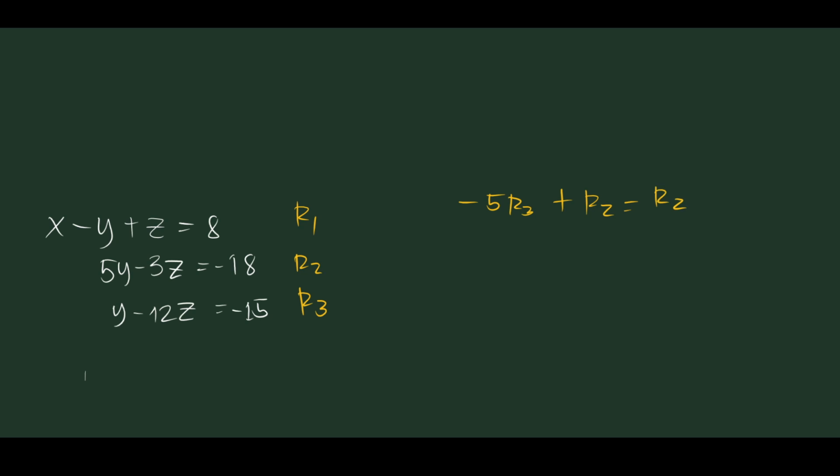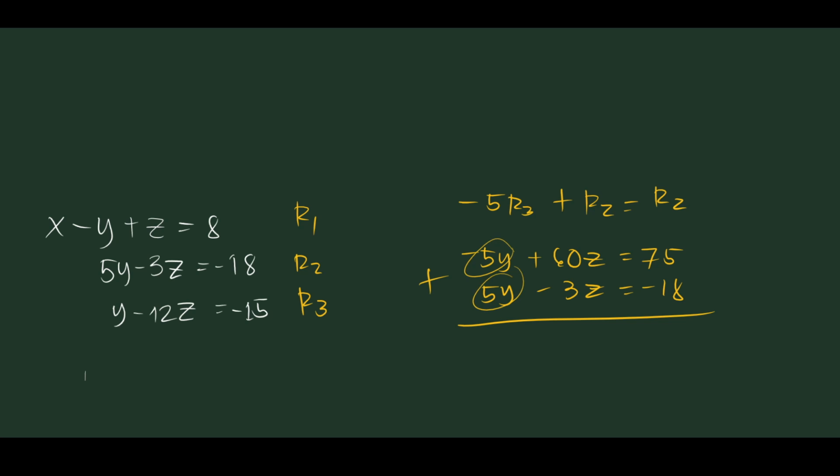Okay, so let's do that. Negative 5 multiplied by y, negative 5y minus, so this will be 60, right? So plus 60z. Okay, and then this will be 75. Then let's write our R2: 5y minus 3z is equal to negative 18. Let's add them. If we add them, what do we get? So this will cancel out. So we will have 57z is equal to 57. So that is very convenient because our z will be equal to 1.